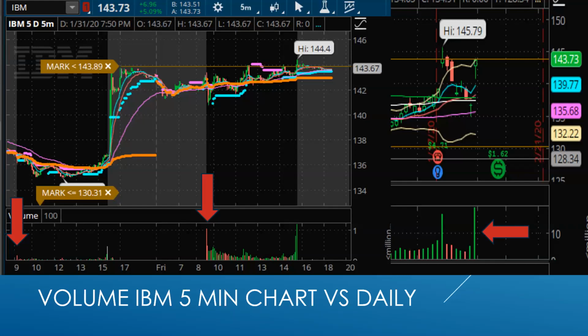So here's a great example for you guys. IBM yesterday, and this is a 5-minute chart versus a daily chart. If you guys have questions, ask them. I'll answer them as they come along if I see them. Yesterday we had the move, right? You can see the opening move here on the 5-minute chart, and look at the volume on the 5-minute chart. Those two red arrows. The one on the left was the previous day, and look at the size of the volume on the first 5-minute candle on the right.